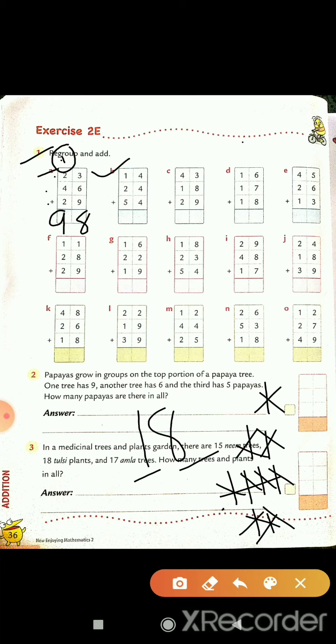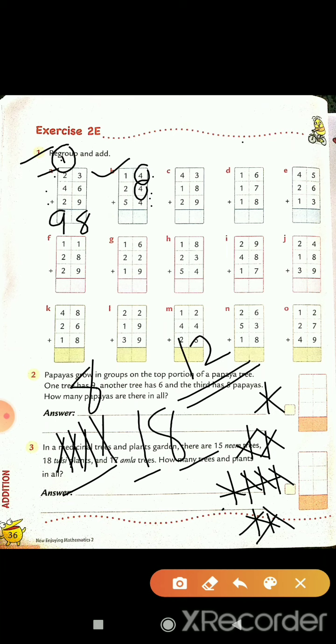14, 24 and 54. 4, 4 and 4 at the place of ones. So we can circle the doubles. We can use that method, right? What is the double of 4? 8. And now we have to add 4. So 1, 2, 3 and 4. What comes after 8? 9, 10, 11, 12. So our answer is 12.